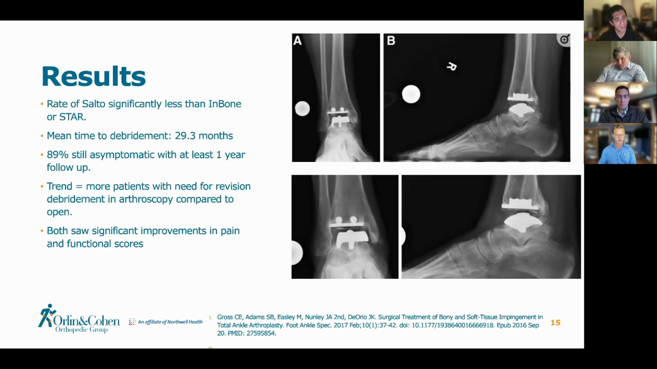And they found that, in contrast to the prior, their rates of impingement were actually less in the Salto compared to the Inbone or STAR. In general, it took about 2.5 years for them to take these patients back for debridement, but they had good results. About 89% were still asymptomatic after debridement, with at least 1 year follow-up. They did find that as a trend, more patients that had arthroscopic debridement ended up needing a subsequent debridement compared to the open side, but this was not significant. And lastly, both saw improvements in pain and functional scores.